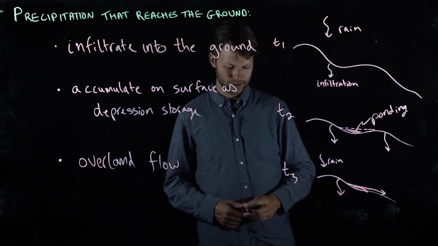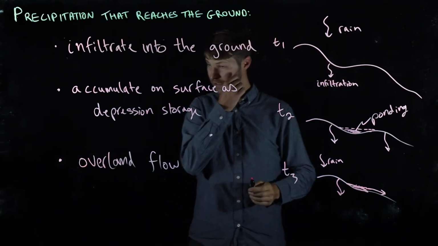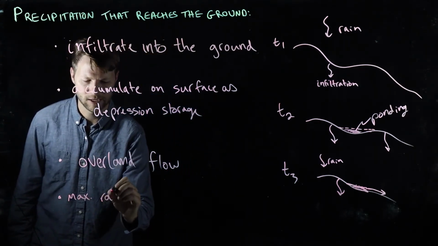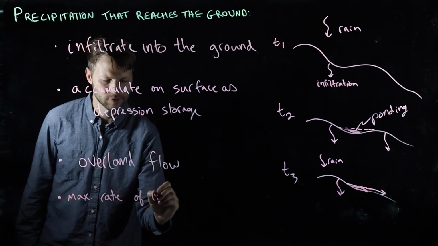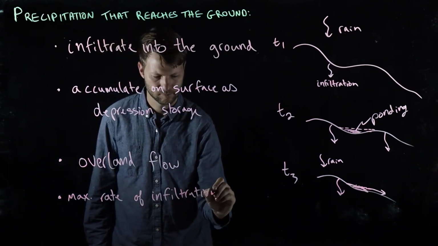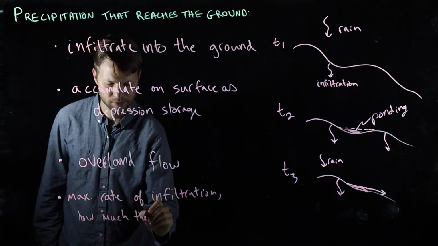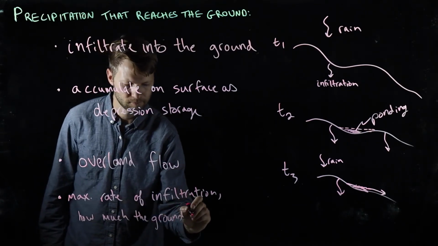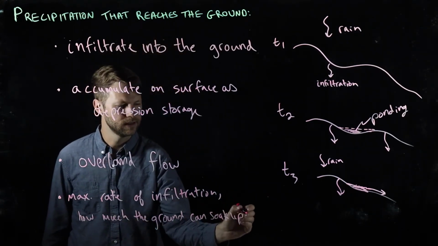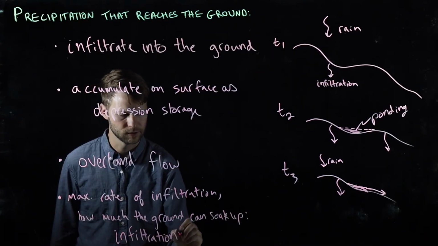And in our next video, we're going to talk a fair bit about this infiltration process in more detail, but I'll just say for now that the max rate, and it may change through time, of infiltration, so the most that the ground can soak up, or how much the ground can soak up, is known as this thing called infiltration capacity. So this is a general term.